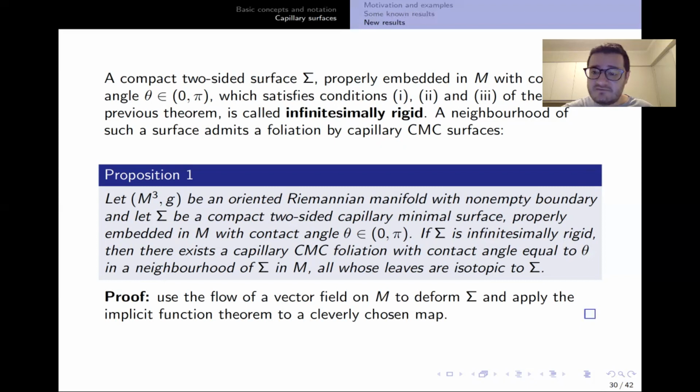The foliation is constructed by means of choosing a vector field in M which is tangent to the boundary of M and which has a normal component equal to 1 along sigma. And we take the local flow of this vector field to deform the surface in a proper way, so that every leaf has constant mean curvature. And the way to do this is just cleverly choosing some map from the surface cross an interval to M through the flow of this vector field and applying the implicit function theorem. I will not present the details because I don't have much time, but it's a sort of standard way to define these foliations.